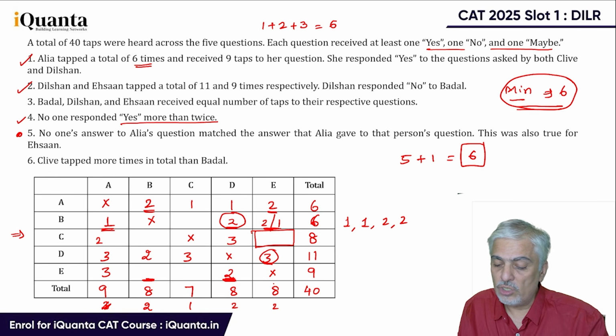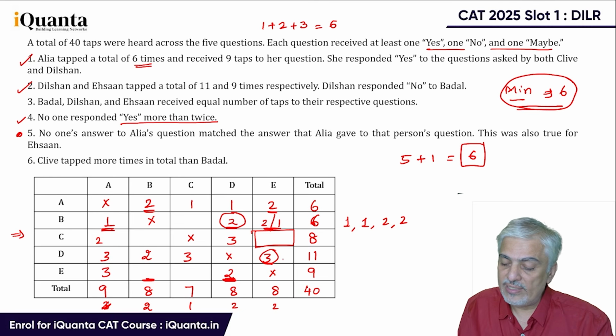Let's check horizontally. Horizontally, B, I have 2 values. C also I have 2 values horizontally. D, I have all. What about E? E, we had said this cannot match over here. So this can be still.